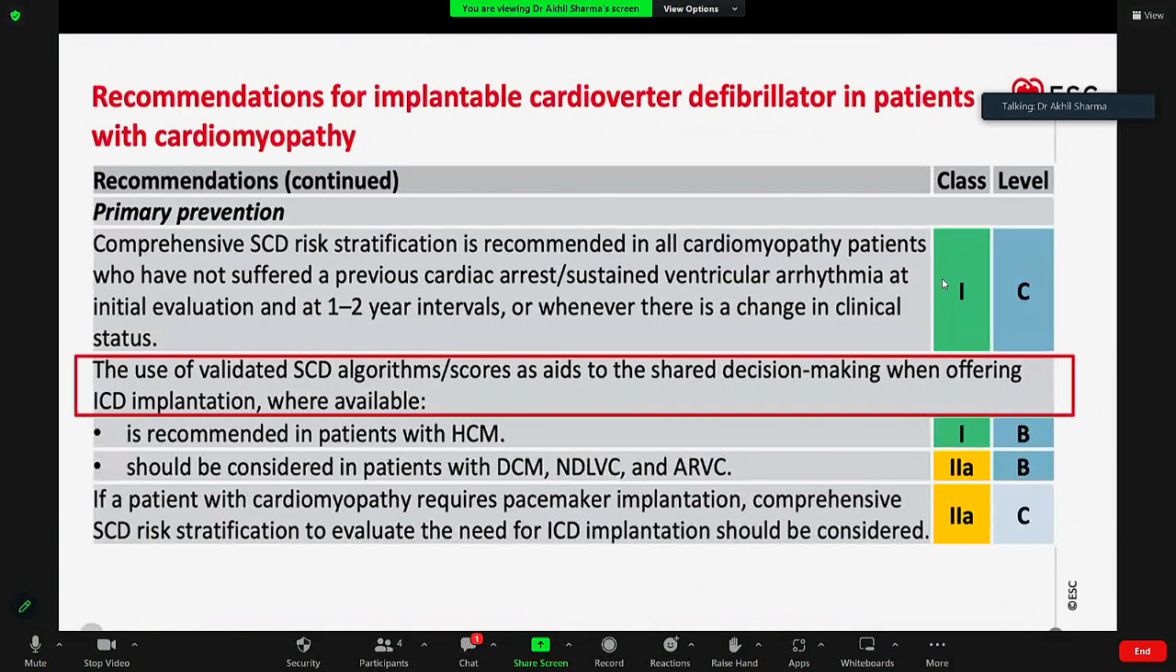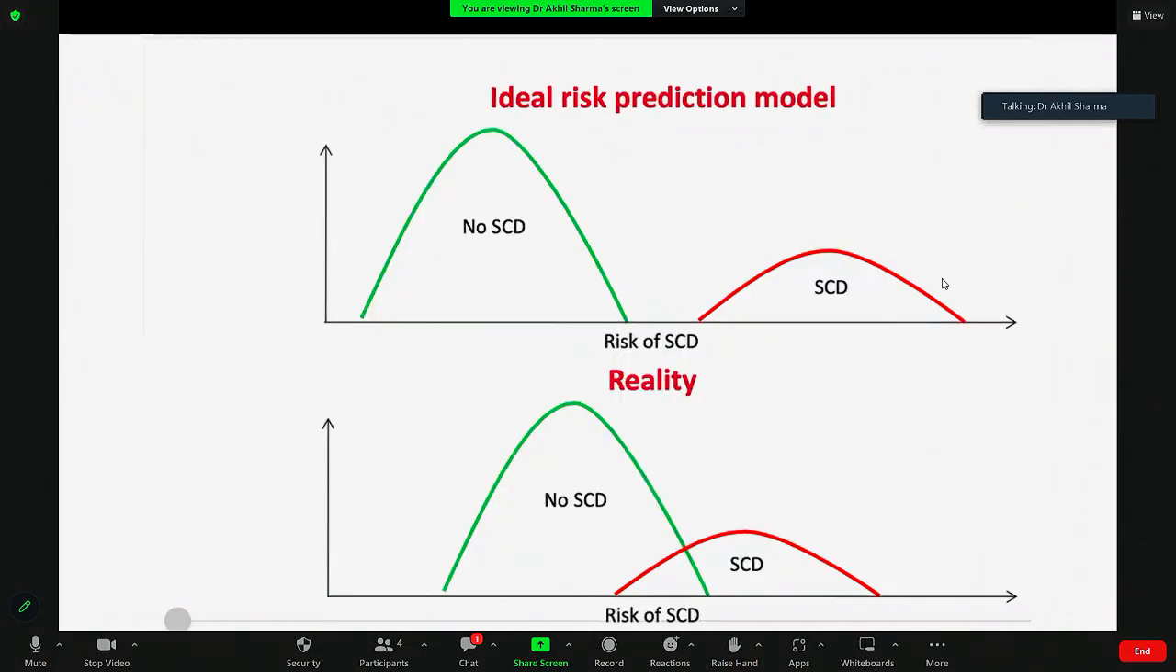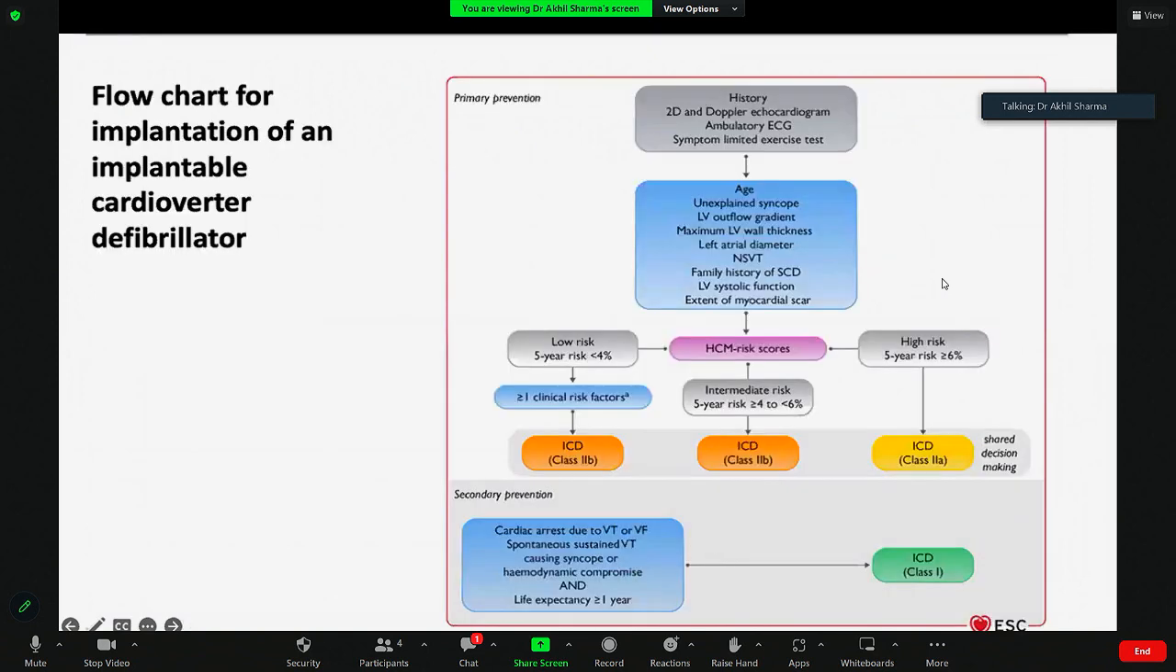As I mentioned earlier, SCD risk stratification should be done at the time of diagnosis, and if patients are not indicated for an ICD, then every 1 to 2 years you should reassess the patient. The use of a validated SCD algorithm or score should be added to shared decision making, and is recommended. For ideal risk prediction, as we are all aware, there is no window between SCD and no SCD. The risk of SCD starts well before the end event happens, so for any patient who requires it, we have to identify the kind of patient.